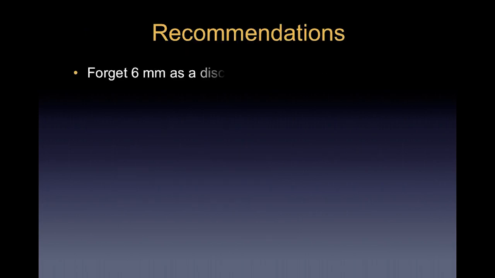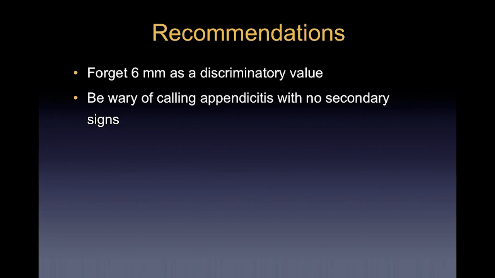So to summarize my recommendations for appendicitis, first, forget 6 millimeters as a discriminatory value. If you are going to use that 6 millimeter threshold, use it as a lower limits threshold. If it is less than 6 millimeters and no secondary signs of inflammation, that's a normal appendix. Be wary of calling appendicitis in cases where there are no secondary signs.